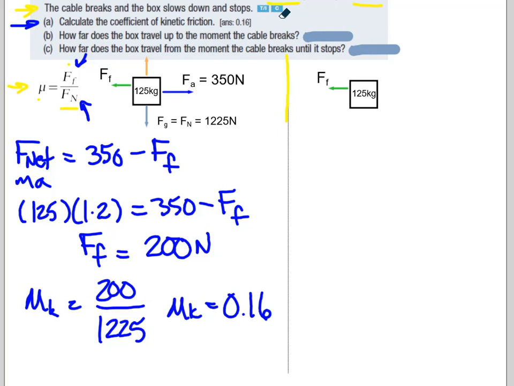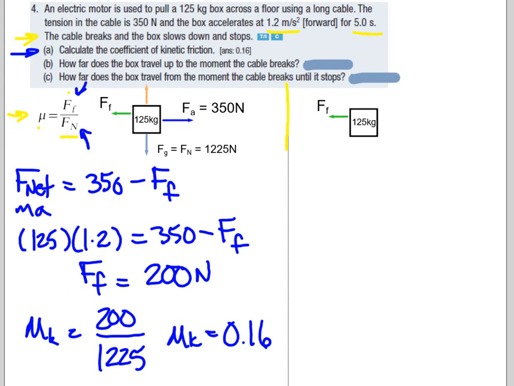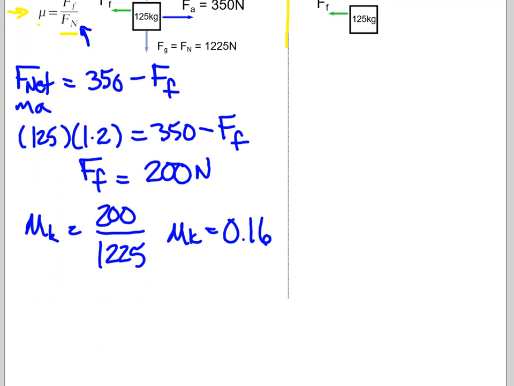So how far does the box travel up to the moment the cable breaks? Okay, so we get a couple pieces from this. We have the tension of the cable and the box accelerates. Then the cable breaks and the box slows down and stops. How far does the box travel up to the moment the cable breaks? So now we have to look at this problem again. It's kinematics. So we're going to have to do some sort of acceleration. We're going to assume that the initial velocity was 0, and we'll go from there.